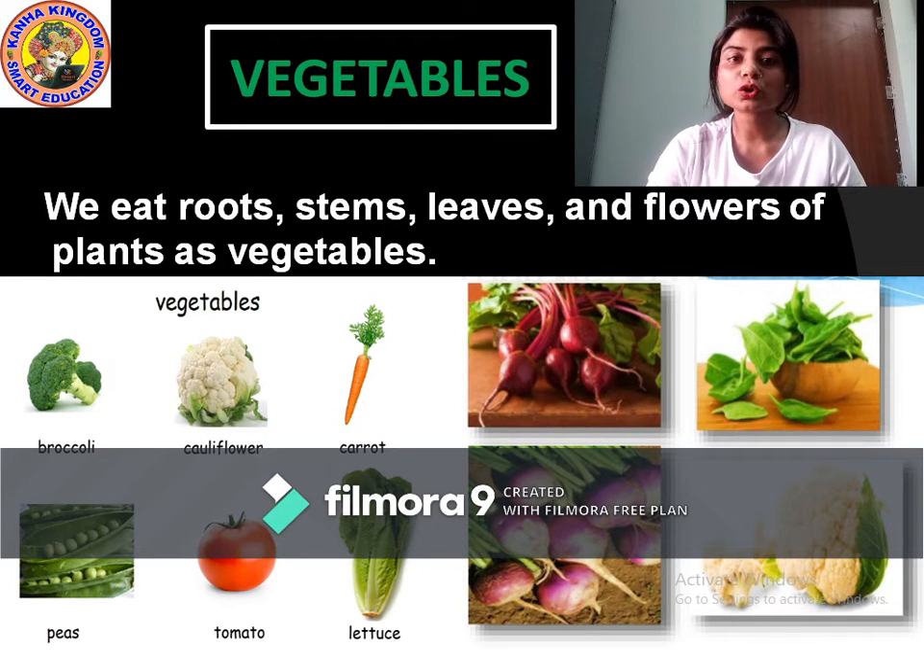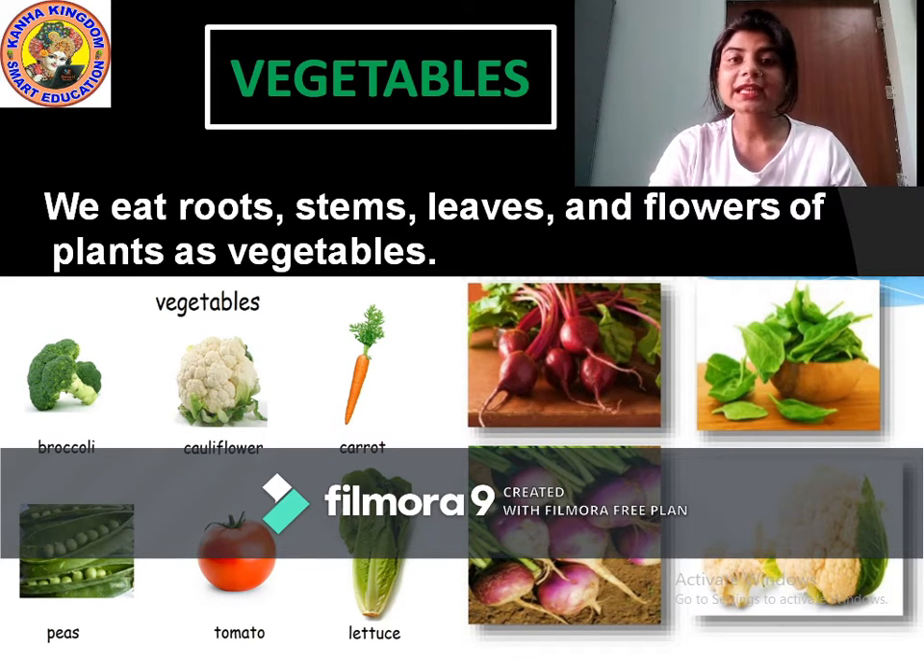We eat roots, stems, leaves and flowers of plants as vegetables. What do we eat as vegetables? We eat roots, stem, leaf and flowers of plants as vegetables. There are different kinds of vegetables like broccoli, cauliflower, carrot, peas, tomato, lettuce, beet, spinach, radish, potato. So many different kinds of vegetables are there.